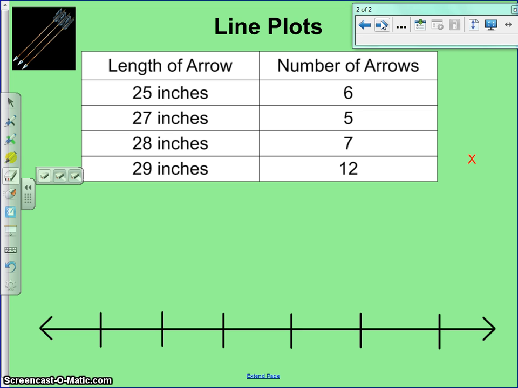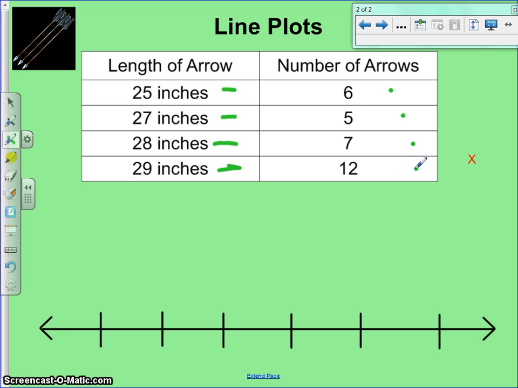Alright, so here's another bit of information that we're going to look at. Since Mr. G loves shooting his bow, let's pretend that I was organizing all the different arrows I have for my bow. I have 25-inch arrows, 27-inch arrows, 28-inch arrows, and 29-inch arrows. And in this column over here, it tells me how many of each arrow I have.